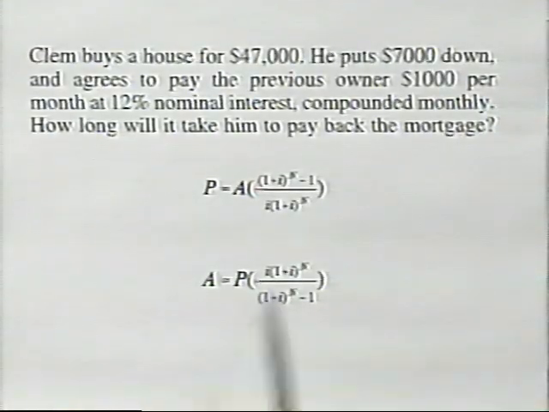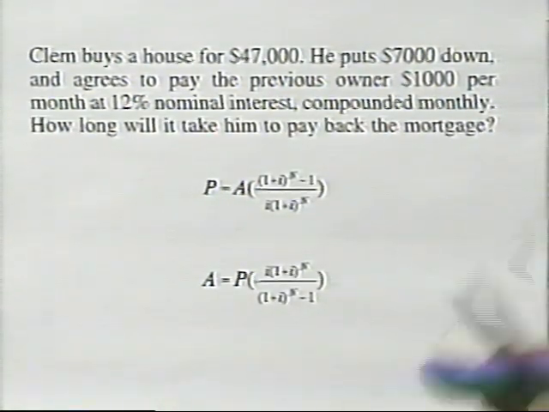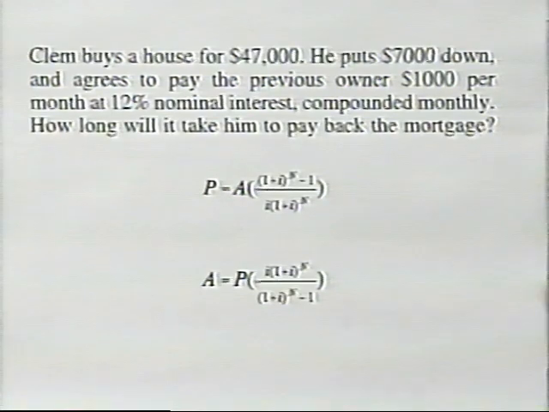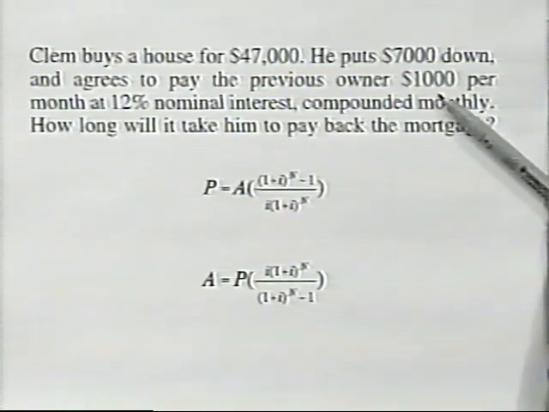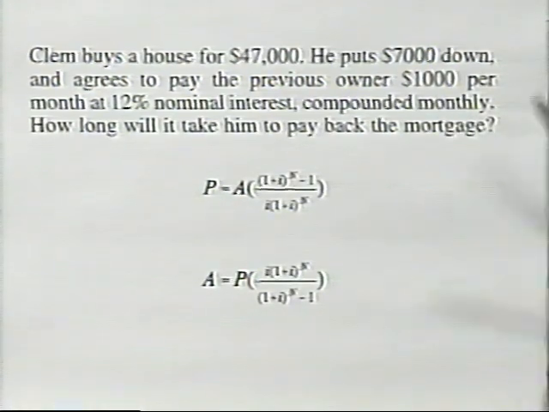Let me give you one more example of an unknown period problem. Here's where Clem buys a house for $47,000. He puts $7,000 down on the house. That means he pays the $7,000 right away, and agrees to pay the previous owner $1,000 per month at 12% nominal interest. So this is a mortgage.